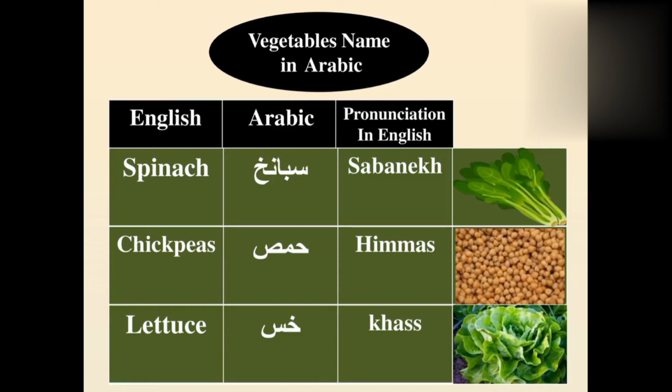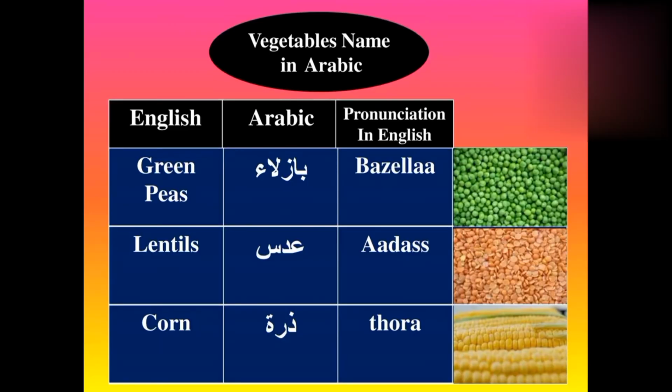For spinach we use in Arabic sabang. Sabang means spinach. Now see chickpeas. For chickpeas we use in Arabic himmas. Himmas means chickpeas. Now see lettuce. For lettuce we use in Arabic khas. Khas means lettuce. Now see green peas. For green peas we use in Arabic bazla.